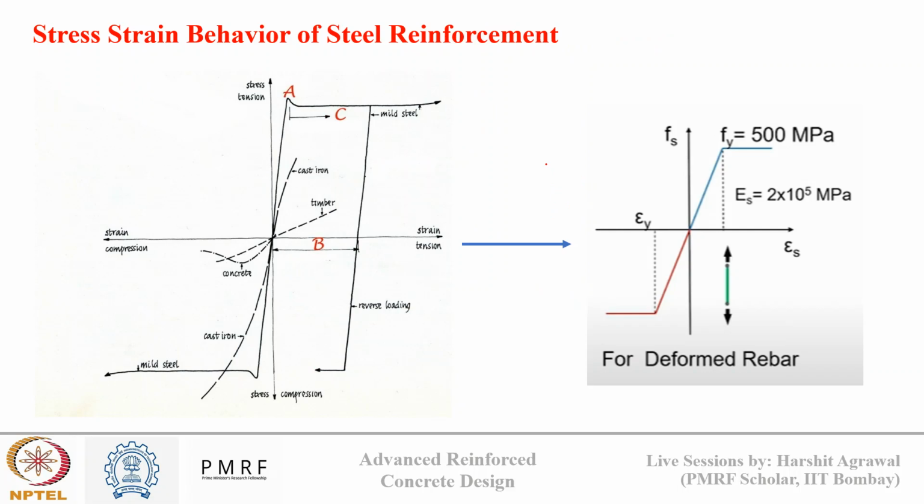Since concrete is weak in tension, we use steel reinforcement in concrete. For steel reinforcement, we assume an elastic plastic profile for both compression and tension, as you can see in these figures, where the stress increases linearly with strain until there is yielding, and post yielding it becomes a constant value. So this is the profile that we used for solving numericals.